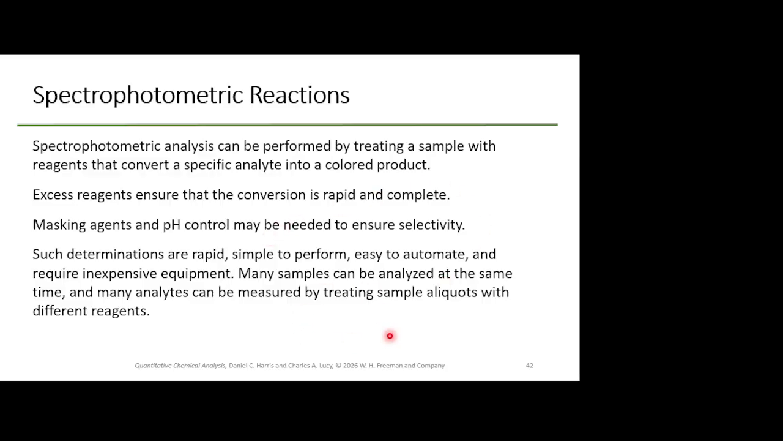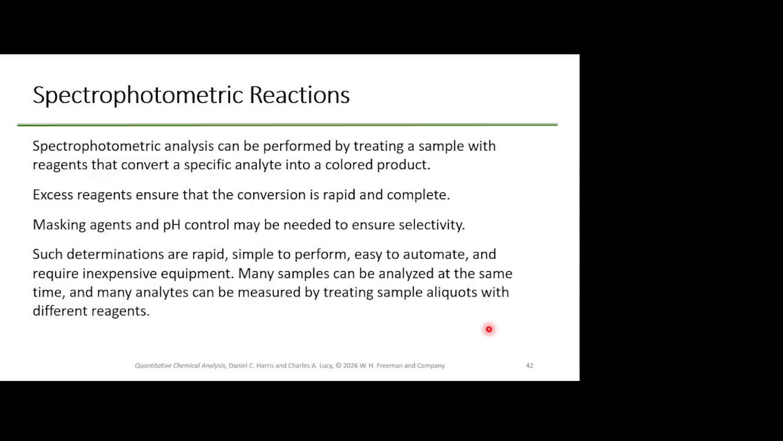So these determinations are going to be rapid. They're actually pretty simple to perform once you've set up your operating procedures, because you can make them very simple where you just add this, add that, do the spectra, use the program fit, you're done. And so they can become very fast, very easy to automate, in fact, and require very inexpensive equipment. A visible light spectrometer is very cheap. Once you get the development costs out of the way, the electrochemical probes can also be very cheap as well.